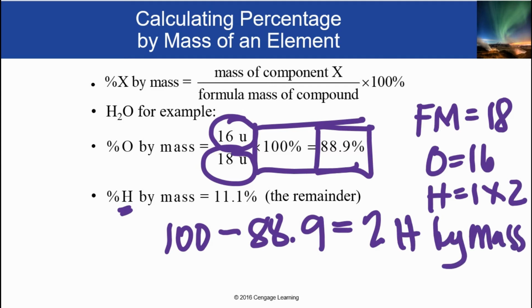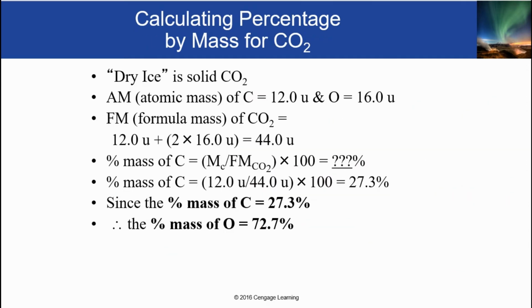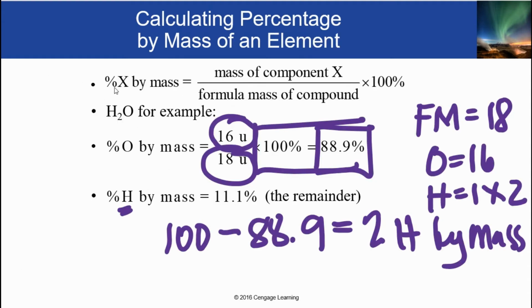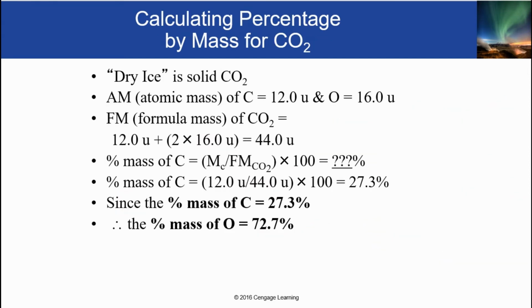Okay? So, let's have another example. We have carbon dioxide. Okay? Again, ang ating gagamitin na formula ay ito. Percent X by mass, which is percent of the element by mass, is equal to the mass of the element divided by the formula mass of the compound. Okay? So, let's try this one.